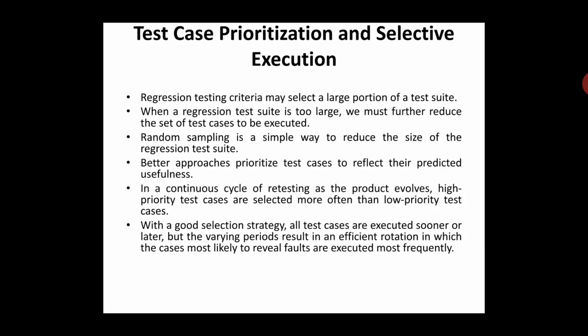Random sampling is a simple way to reduce the size of the regression test suite. You can also use random sampling. But better approaches prioritize test cases to reflect their predicted usefulness. In a continuous cycle of retesting as the product evolves, higher priority test cases are selected more than lower priority test cases. With a good selection strategy, all test cases are executed sooner or later, but the varying periods result in an efficient rotation in which the cases most likely to reveal faults are executed most frequently. Same, right? What I explained in the previous slide is the same idea, conveyed here.